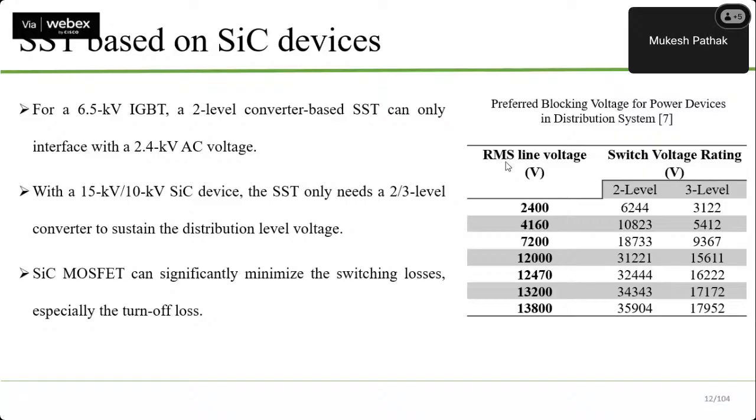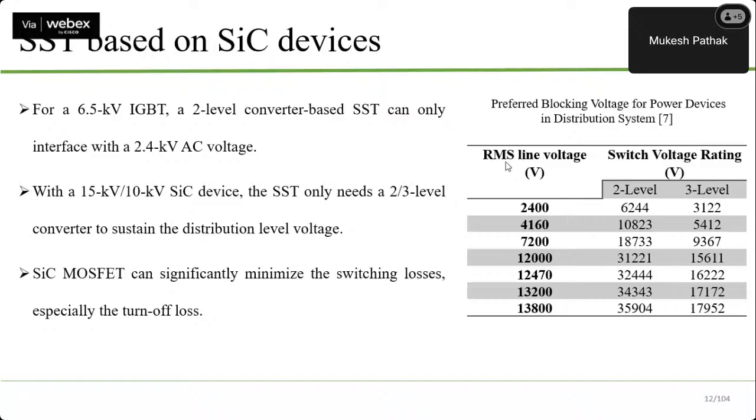That means 11 kV voltage level can be sustained with a device of 15 kV, as opposed to multilevel configurations for IGBT. So SiC MOSFET can significantly minimize the switching loss, and especially the turn-off loss is much reduced.